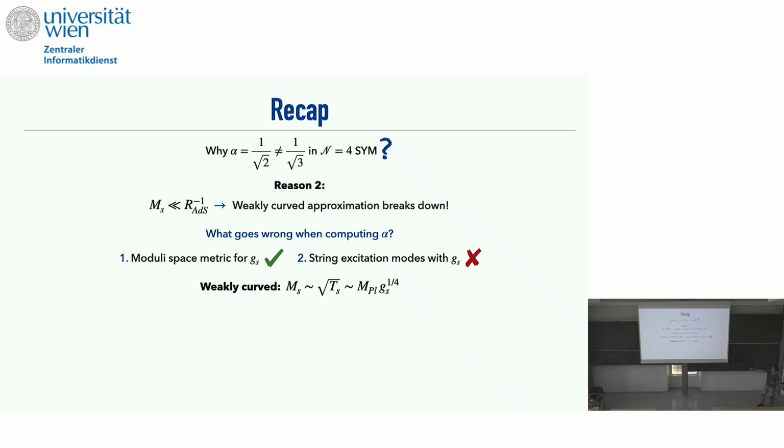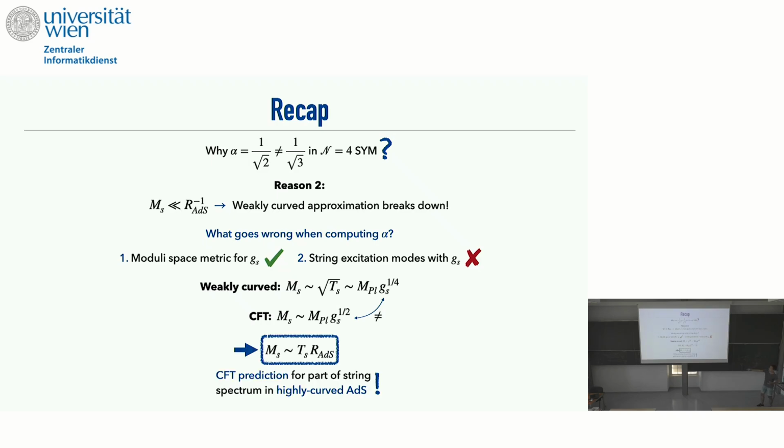In the flat space approximation, you have the typical MS going as the square root of the tension, which gives you this power of GS. But if I go to the CFT and I ask the CFT how this is behaving, I will find a GS to the 1/2. It's changing. It's different. And in particular, now I can write this in this way, in order to find that the CFT is predicting that there is a subsector of the quantization of the string whose mass behaves linearly with the tension and with the radius of the ADS, which is something that won't happen in flat space. This has to do with the string seeing the ADS.